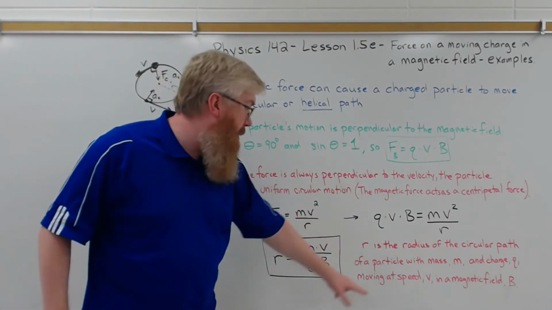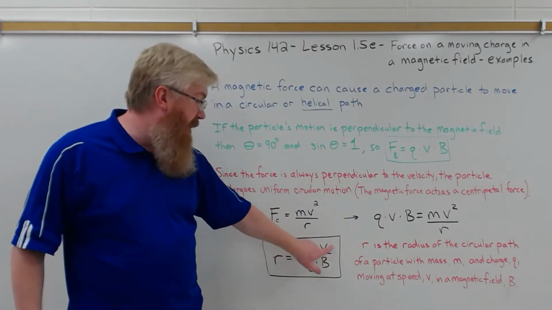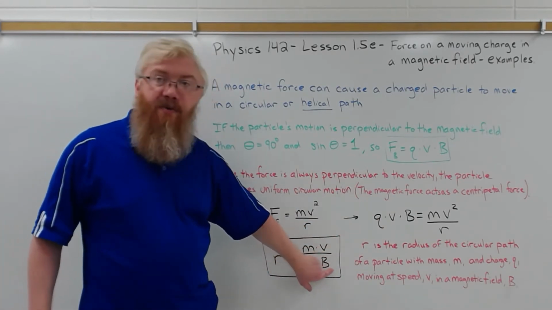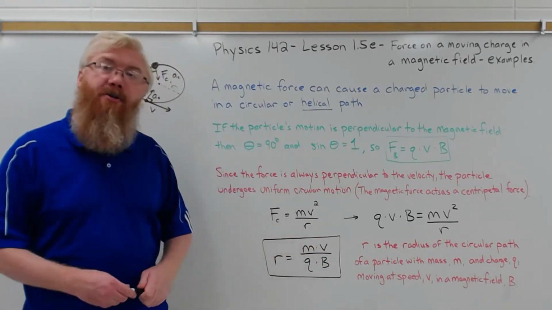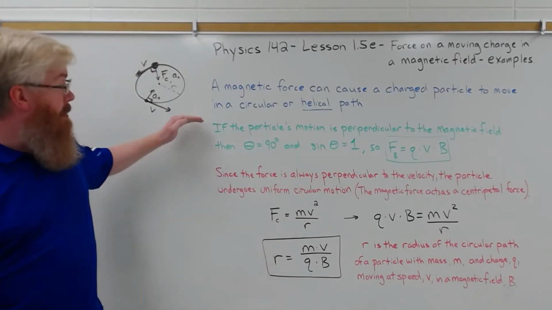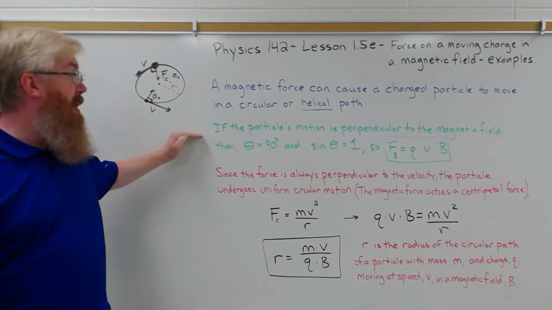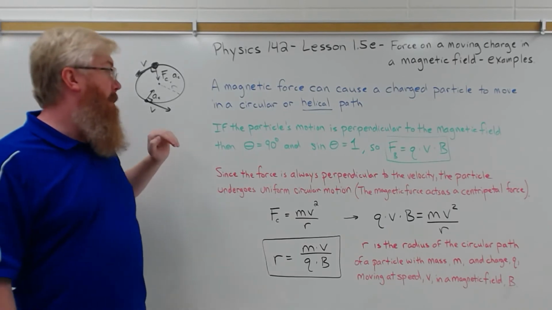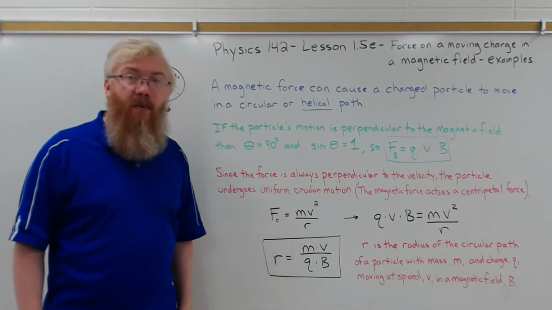And then finally, of a particle of mass m and charge q moving at speed v in a magnetic field of strength B. So if you know the mass of the particle, the speed of the particle, the charge on the particle, and how strong the magnetic field is, and we make this assumption, remember, that the velocity and the magnetic field are perpendicular to one another, you can calculate the radius.